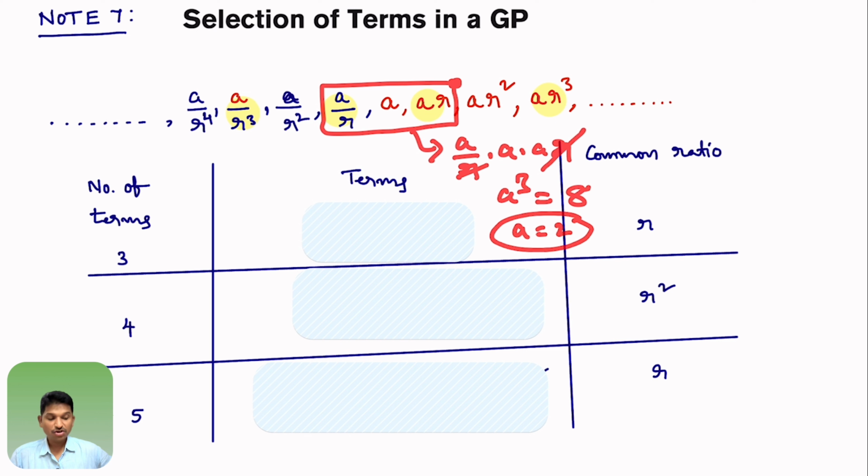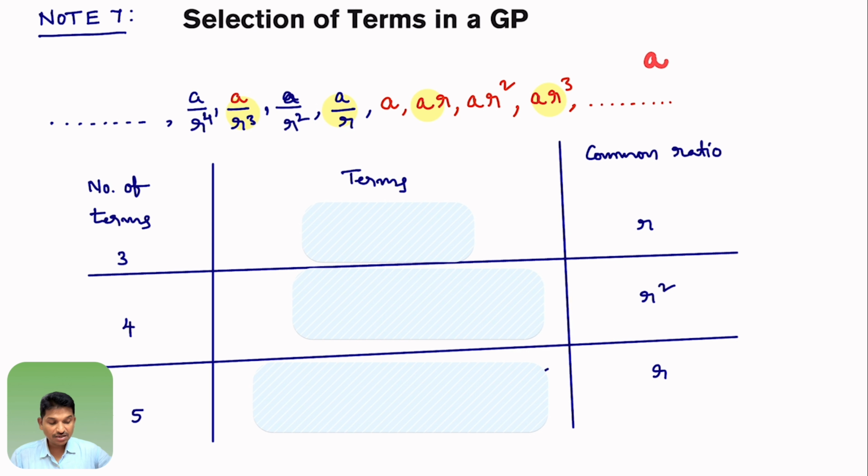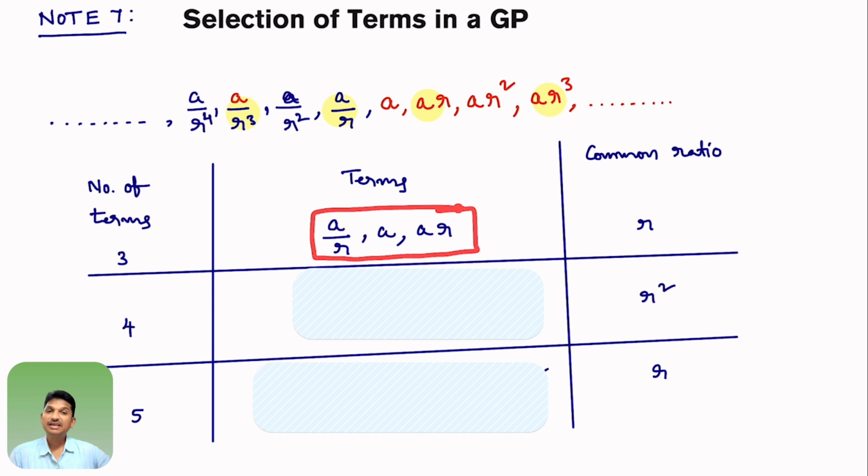See, in geometric progression, 3 things are important. A, the first term. R, the common ratio. N, the number of terms in the geometric progression. So, if they give 3 terms in geometric progression whose sum is so and so, whose product is so and so, then we take those 3 terms as A by R, A, AR. The advantage of this is that the product of all these terms directly gives you the value of A.